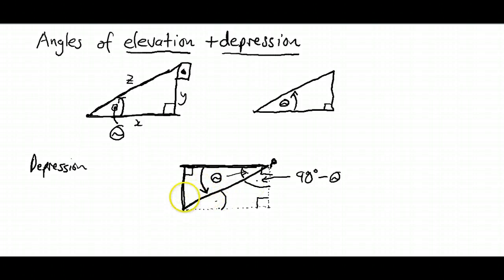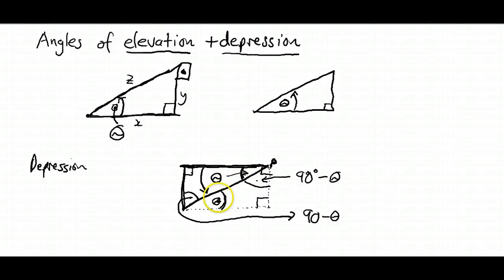And since over here we've got another angle, if that's theta in this corner, and this is a right angle, and they've all got to add up to 180, then this angle that's left over here is going to have to be 90 minus theta as well. This angle here is going to be theta. So that angle in that corner and this angle here in this corner are both going to be theta.